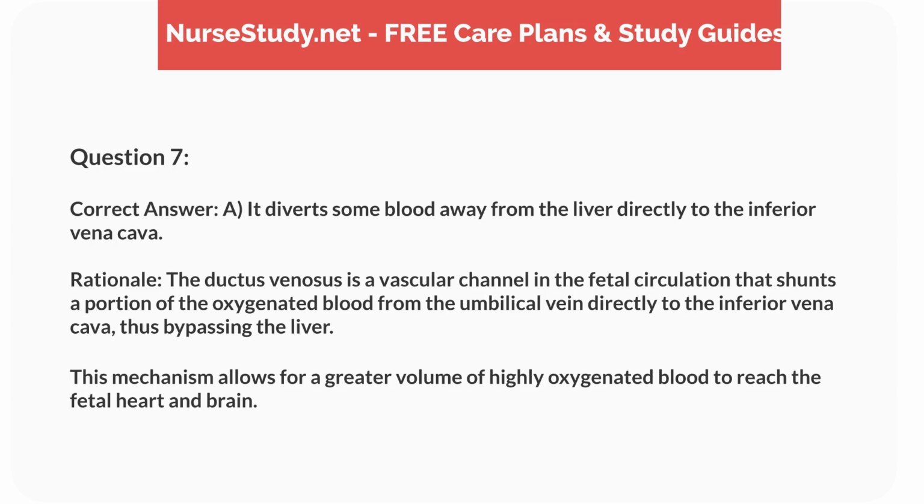Correct answer: A. It diverts some blood away from the liver directly to the inferior vena cava. Rationale: the ductus venosus is a vascular channel in the fetal circulation that shunts a portion of the oxygenated blood from the umbilical vein directly to the inferior vena cava, thus bypassing the liver. This mechanism allows for a greater volume of highly oxygenated blood to reach the fetal heart and brain.